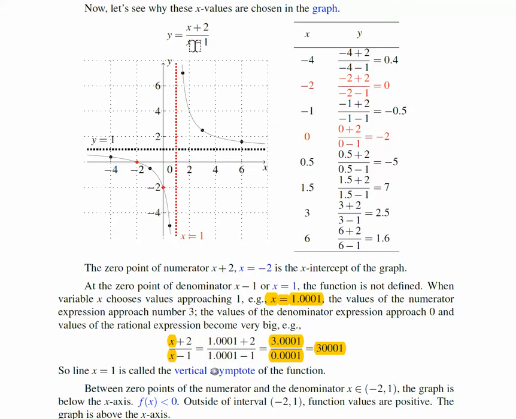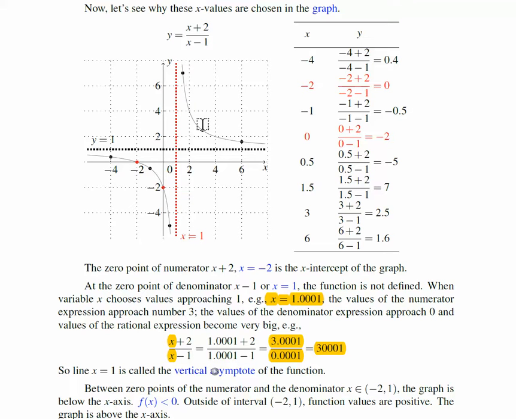So the zero point of the denominator gives you a vertical asymptote. The zero point of the numerator gives you an x-intercept. The y-intercept is just what? It is just x equals 0. When x equals 0, you get the y-intercept, (0, -2), right here. So zero points are very important. One is for the numerator, another is for the denominator.